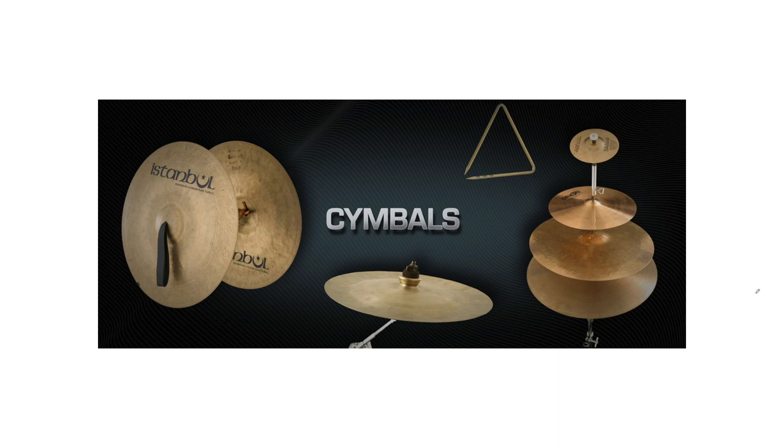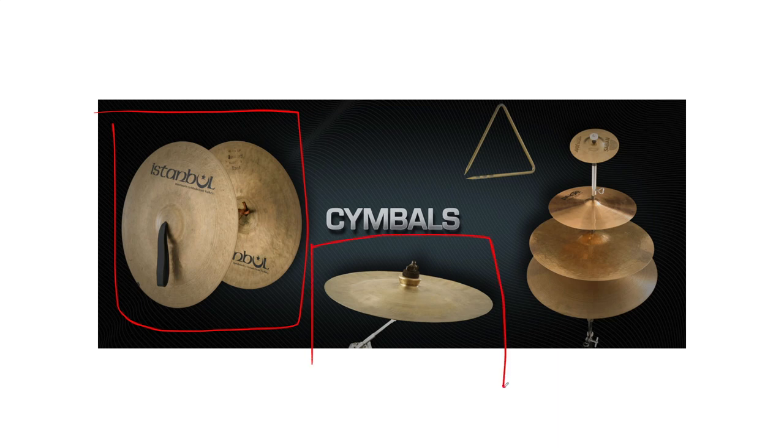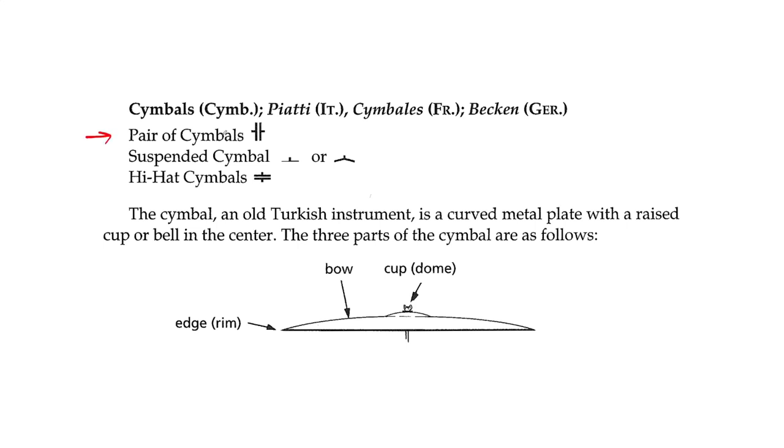The instruments we talked about until this point were the instruments of definite pitch. Beginning with cymbals, we are going to talk about some instruments of indefinite pitch. Cymbals can be played in multiple ways. They can be in pairs, so they will be played by crashing them to each other. They can be suspended, like we see here, or it can be hi-hat. Hi-hat cymbals are not usual members of the percussion ensemble of the orchestra, but they can be used in some special settings. So, as I said, pair of cymbals, suspended cymbal, and hi-hat cymbals.